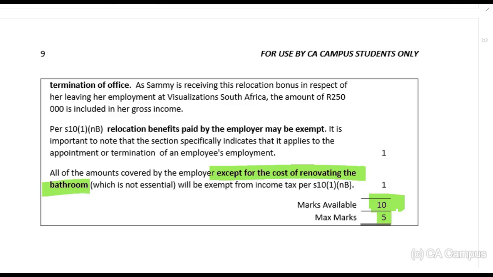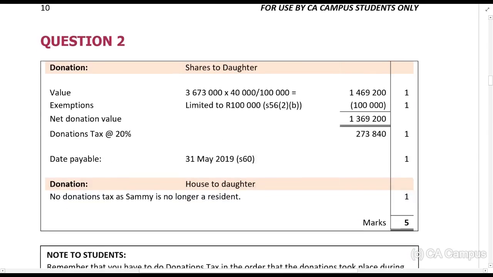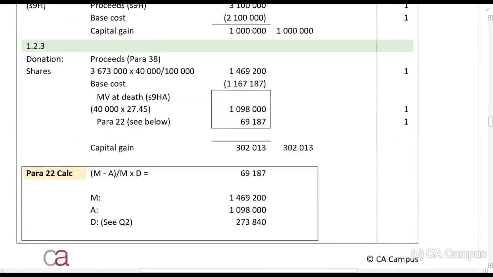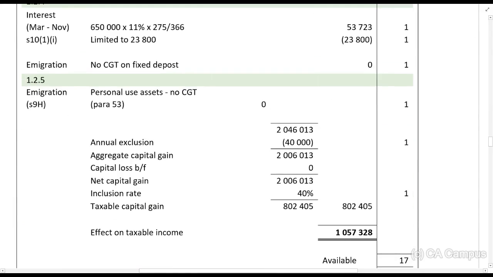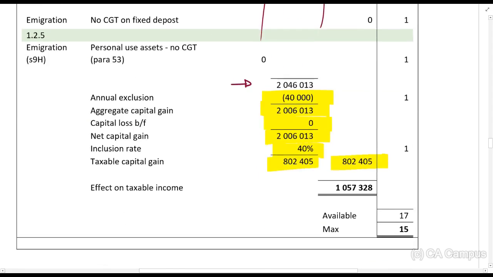Now guys, I just want to quickly take you to the solution, just for the rest of the solution to show you. Right, so question 3. So here's everything. So when we get to the end, you add up everything in your CGT column. You deduct the annual exclusion of 40,000 rands. That gives you the aggregate capital gain. Any capital losses brought forward you take into account. That gives you the net capital gain. Times 40% gives you the taxable capital gain, which goes into your income.